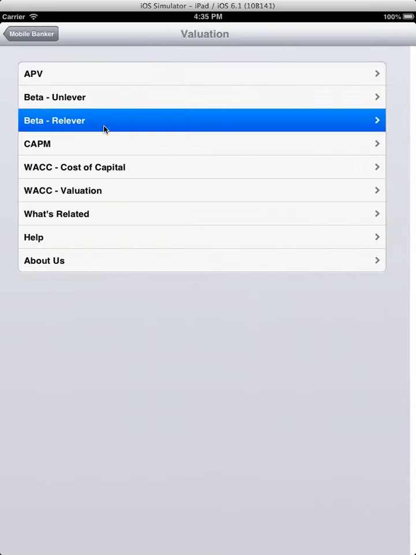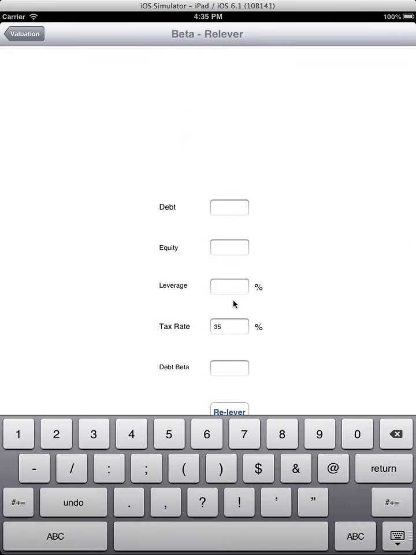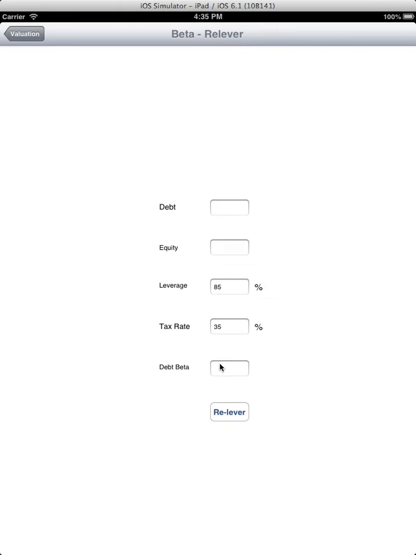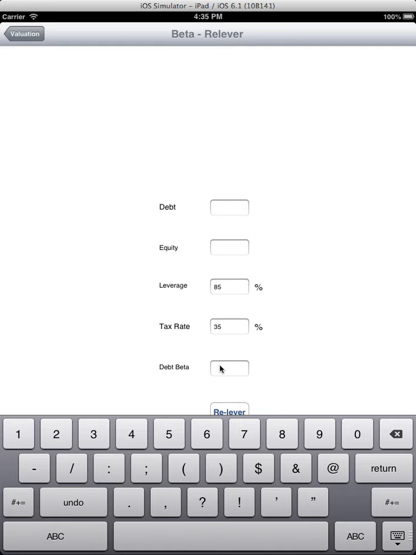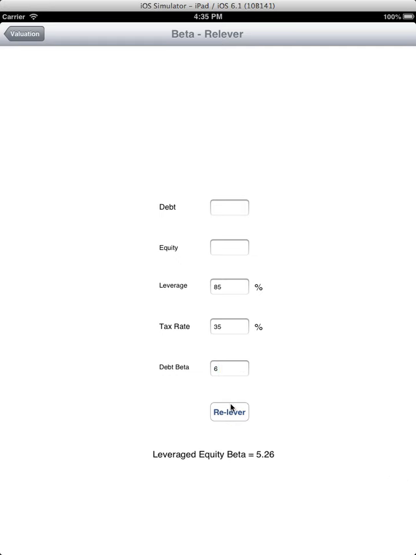And now we go to relever. Say the leverage is 85%, and the default tax rate, that's where we're going to leave it, and the debt beta is, for example, 6%, and now this is what we get.